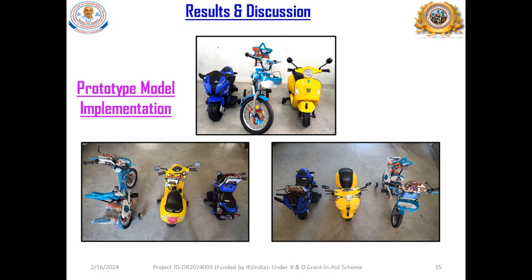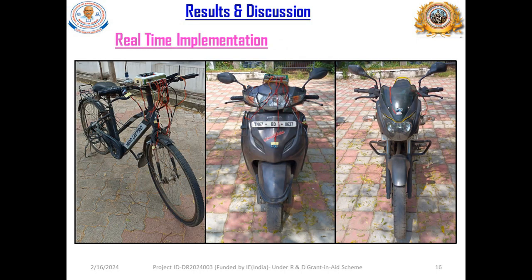For testing our designed model, we used models of similar two-wheeler vehicles: a bicycle, a scooty, and a bike. This is the real-time implementation. The same setup was also tested on real-time vehicles: a bicycle, a Honda Activa two-wheeler scooty model, as well as the Pulsar bike.